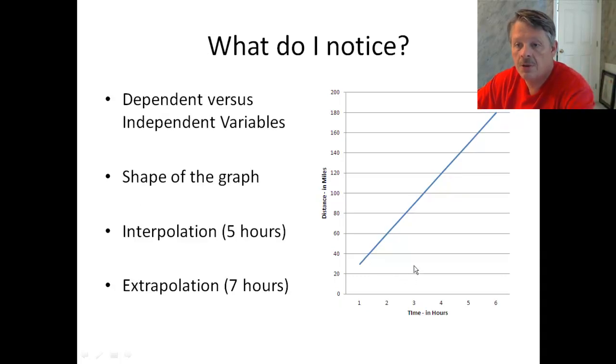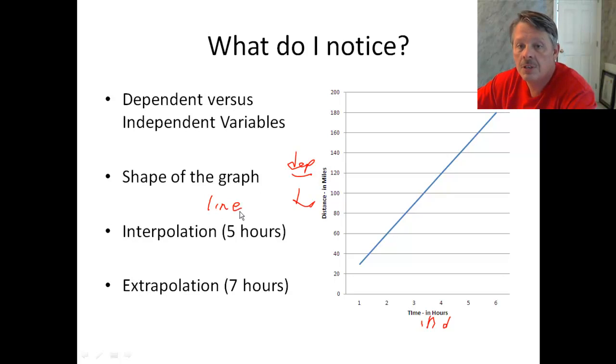And you have your independent variable, the thing that you have control over, that's down here. This is your independent variable. And up here, this is your dependent variable. Let's try that again. That's your dependent variable. The shape of the graph is a line.